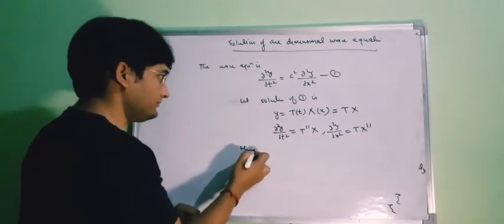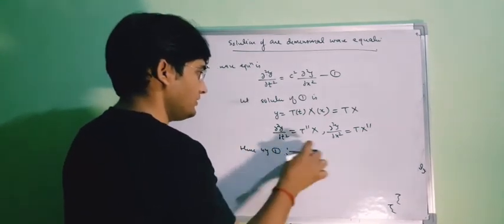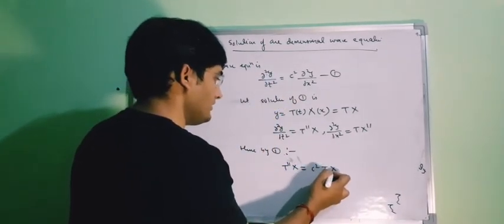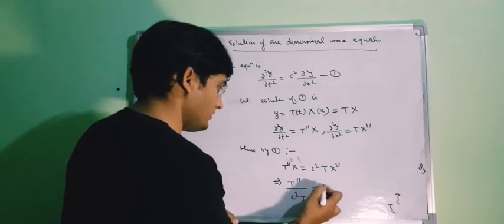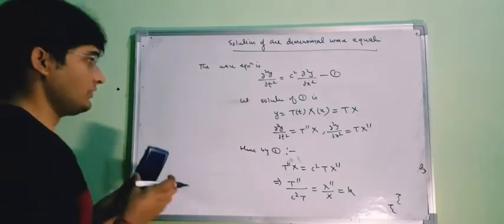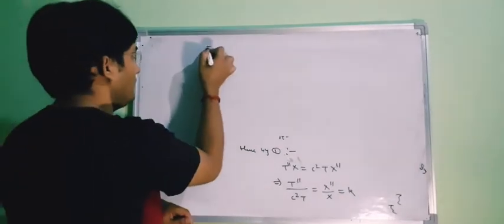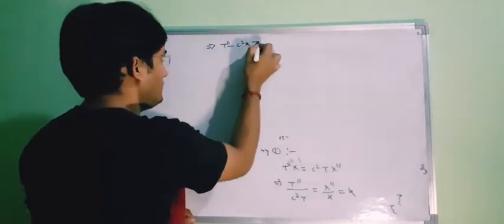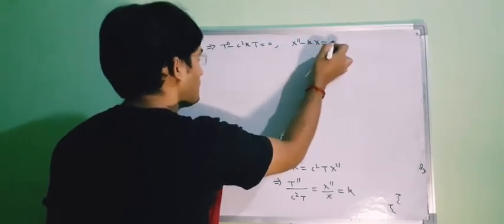Hence by 1, ∂²y/∂t² will be T double dash X equal to c² T X double dash. So from here we have T double dash upon c² T equal to X double dash upon X, and let us assume their common value as small k. So from here we will get T double dash minus c² k T equal to 0 and X double dash minus k X equal to 0.